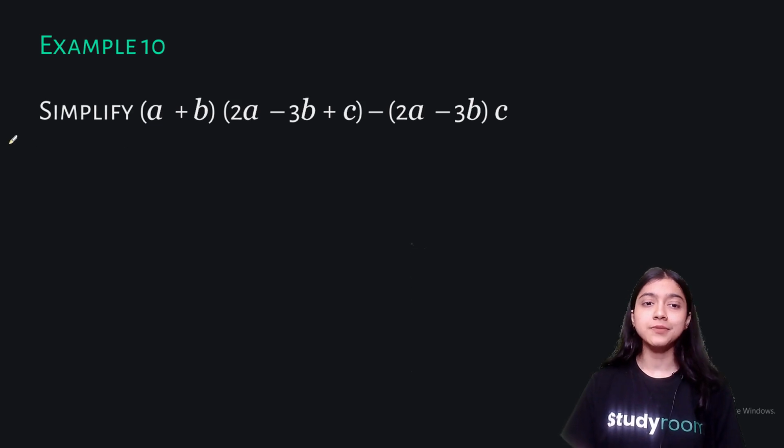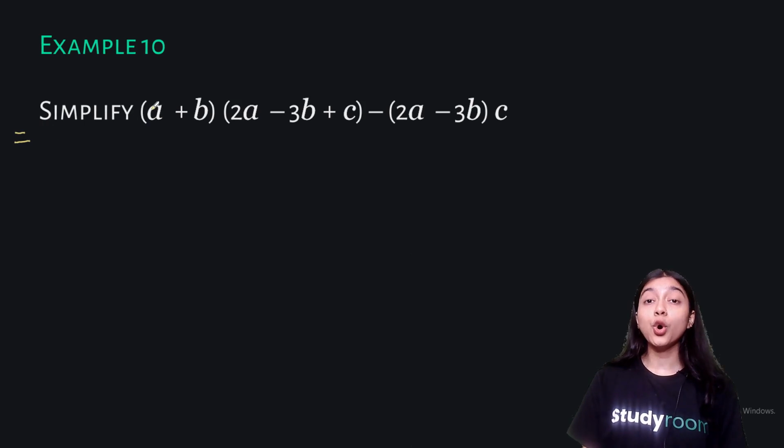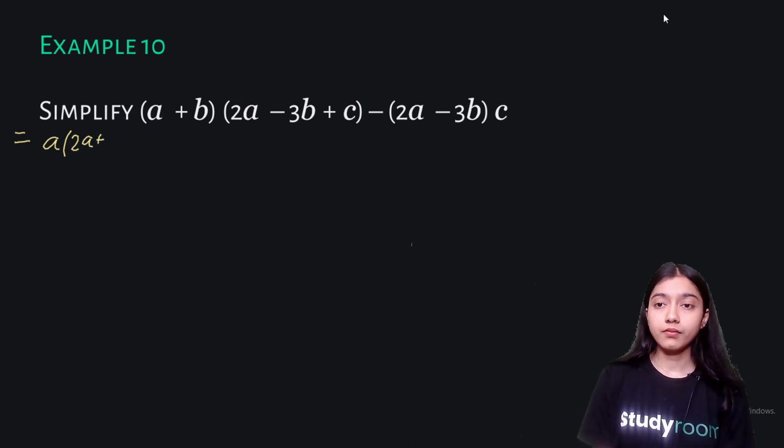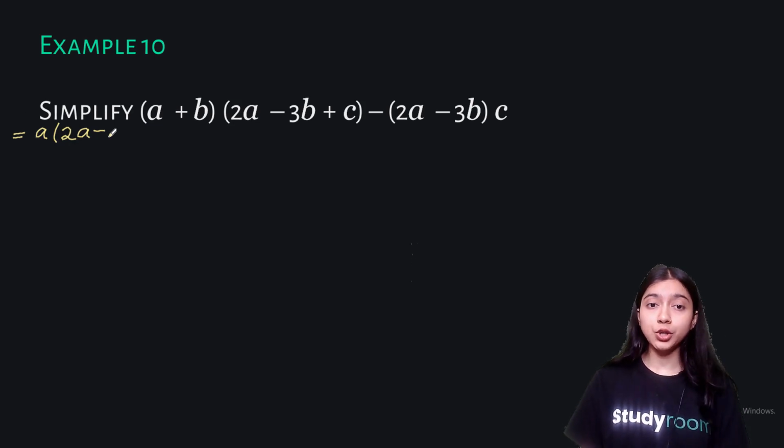Let us simplify this. So the very first step will be multiplying the first term of the binomial with the entire trinomial. That is, a will be multiplied with 2 times a plus of, here we have minus of 3 times of b, and then we have plus c. Now we will multiply the second term, that is b, with the entire trinomial. So we have plus b multiplied with 2 times a minus 3 times b plus c.